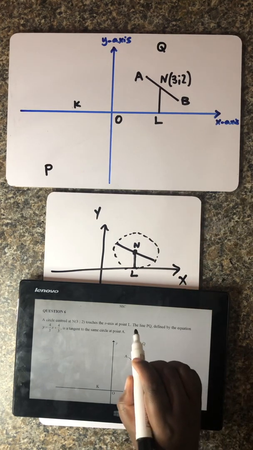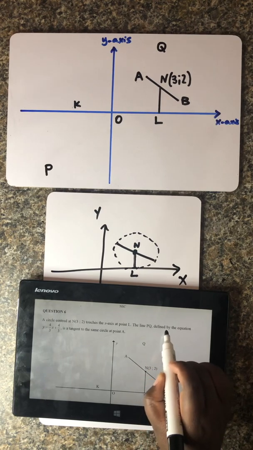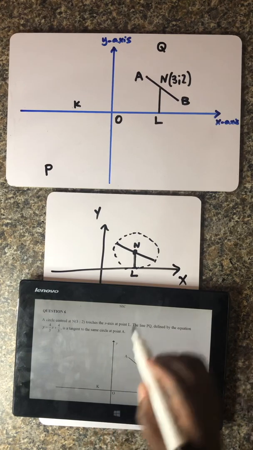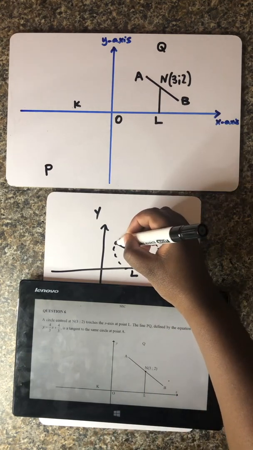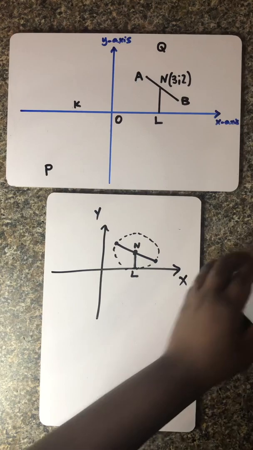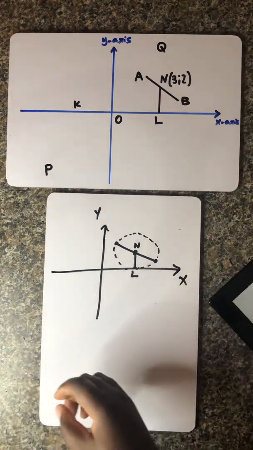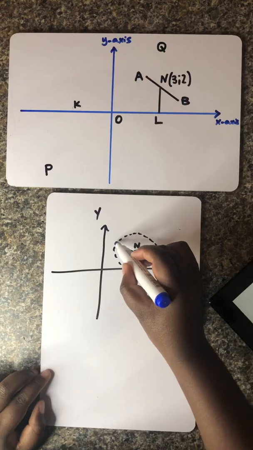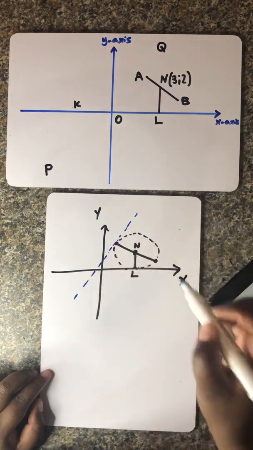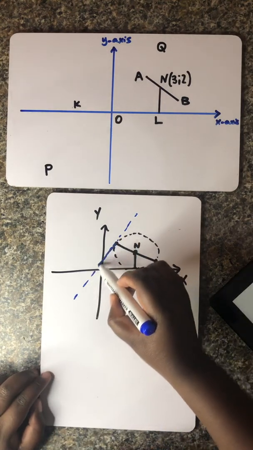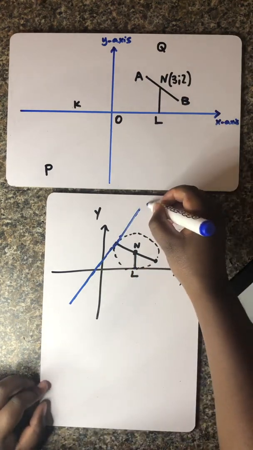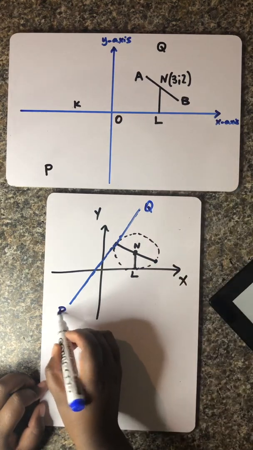So again, they say the line PQ defined by that equation is a tangent to the same circle at point A. Where is A, ladies and gentlemen? There is point A, there is point B. Okay, guys, we've got a straight line which is tangent at A. So let me just try to draw that straight line. It's a dotted line, and let me make it a solid line like that. Very, very much important, ladies and gentlemen. So they're saying this is Q and this is point P.